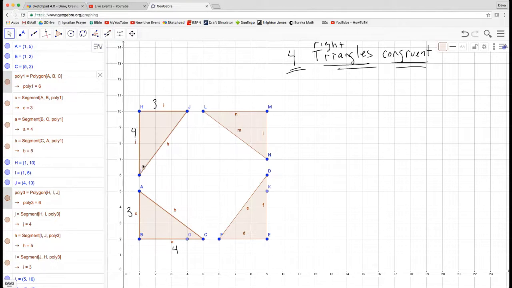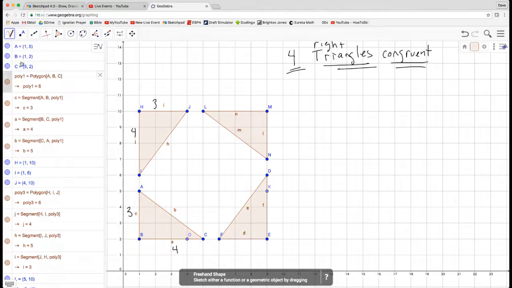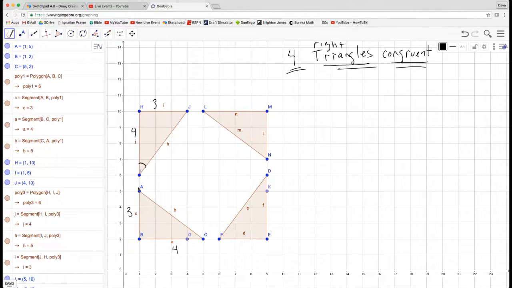Similarly, this angle here is the same. Let's just draw these, because this is really important. These angles are all the same, as are these angles are all the same.